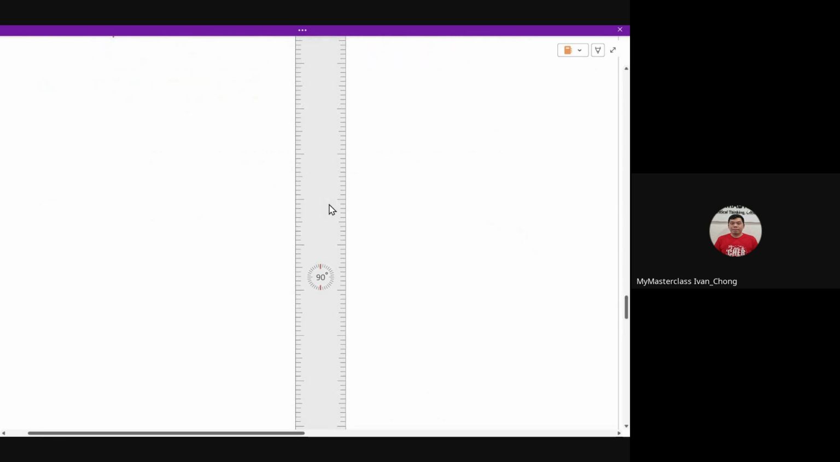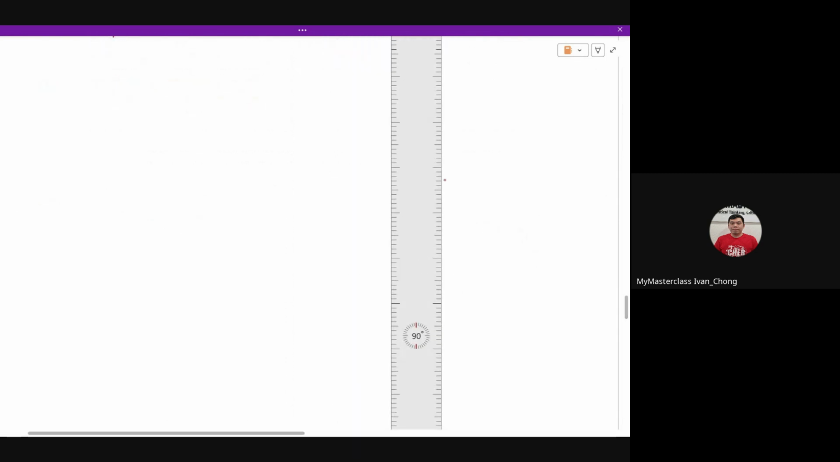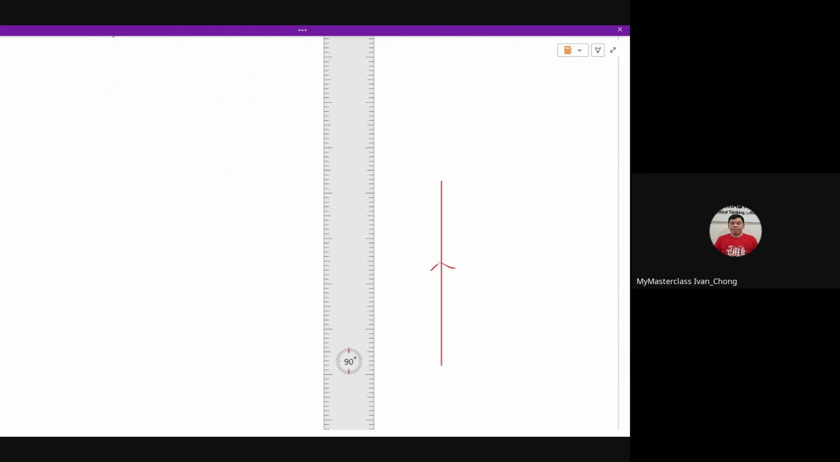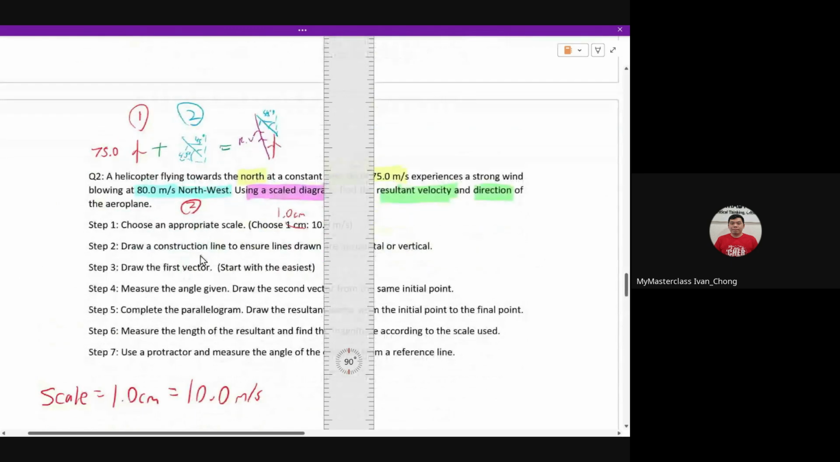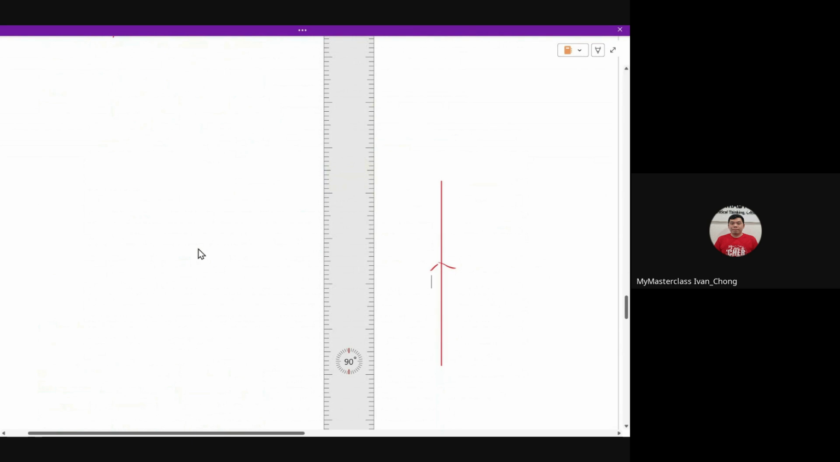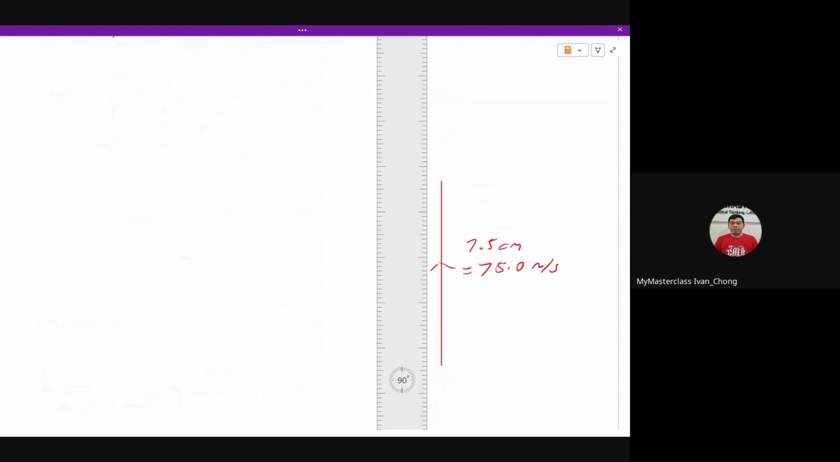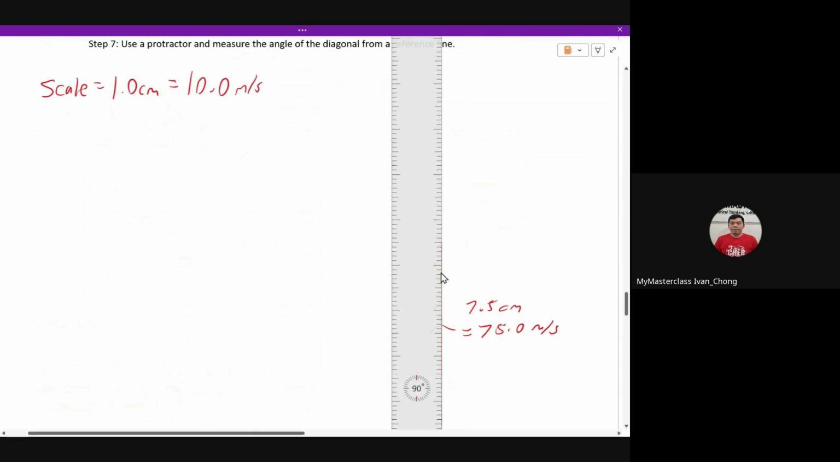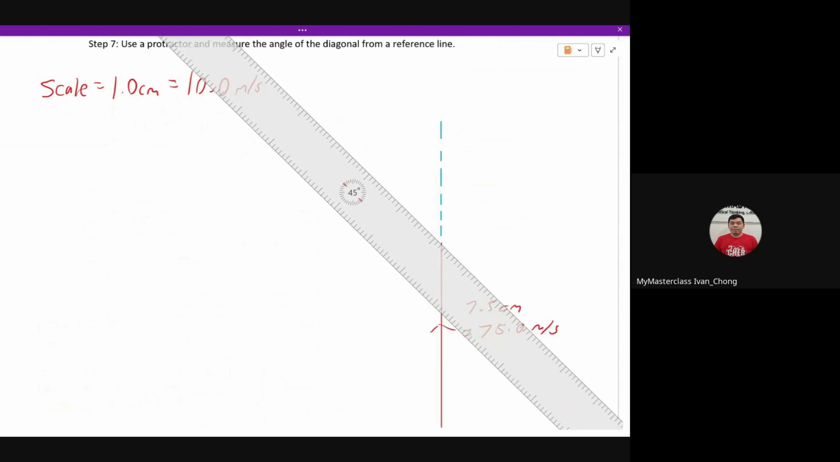Okay, so I'm going to draw on the right-hand side. How much is this? This is your 75, right? So I'm going to use 7.5 cm equals 75.0 meters per second. Same thing, we'll draw the easiest one, and the next thing we do is from the head of your first vector, we want to draw dotted lines, and you want to measure that 45 degrees.